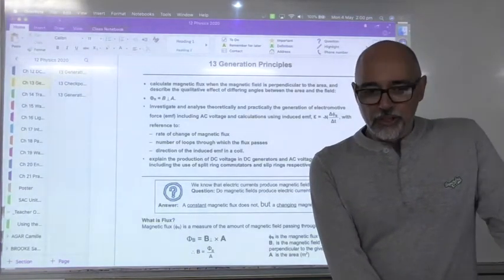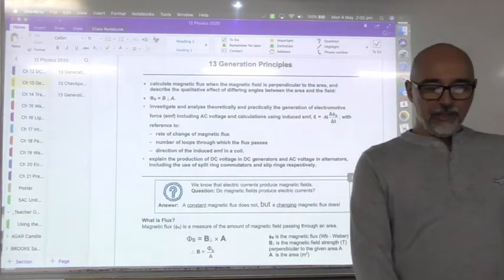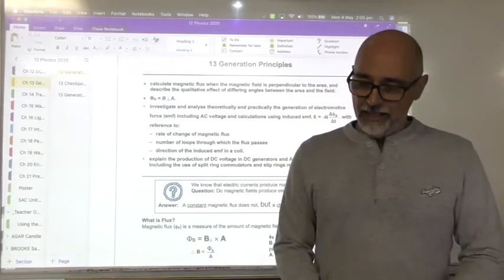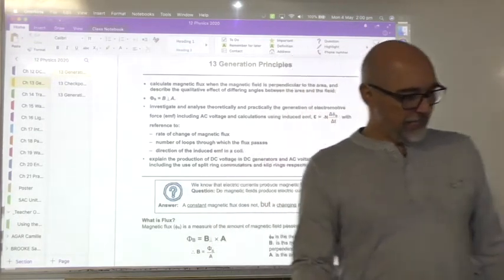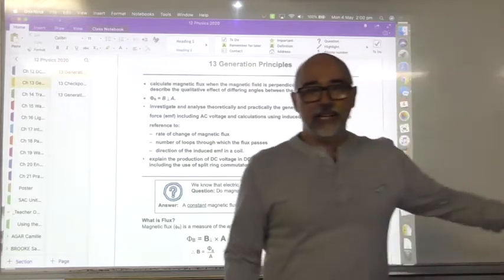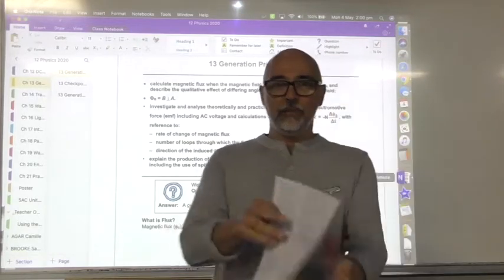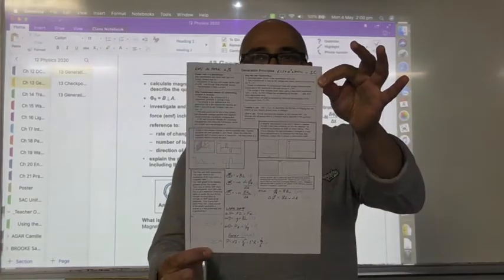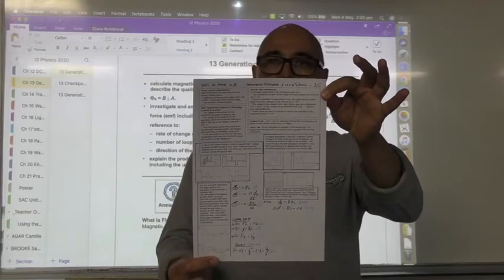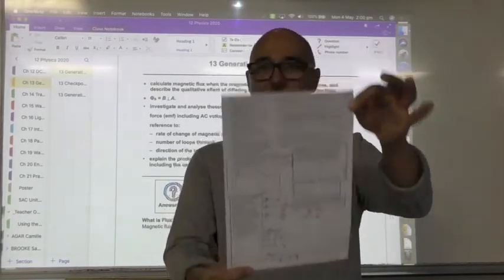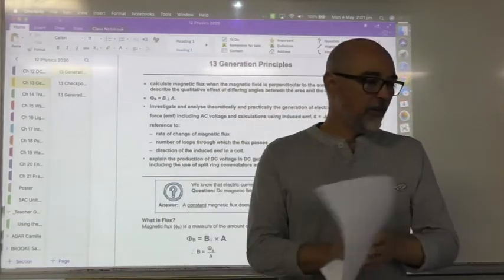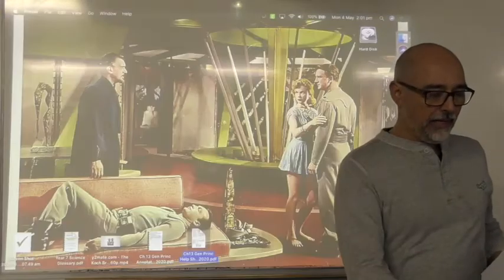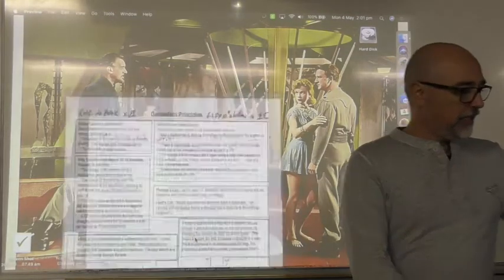Welcome to Generation Principles. This is chapter 13 of the study design for 2020, and as usual I started by creating a help sheet for you that I have made a hard copy of here and will have scanned and uploaded to OneNote, Compass, resources as usual. If you want a closer look at that, basically I have the help sheet here.